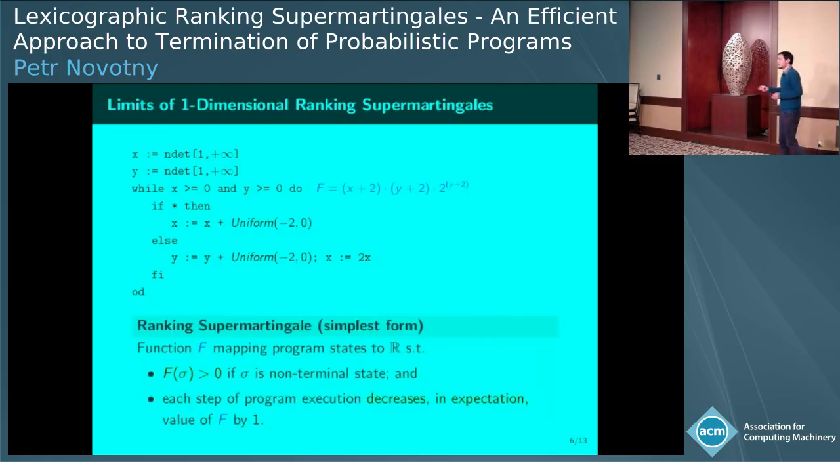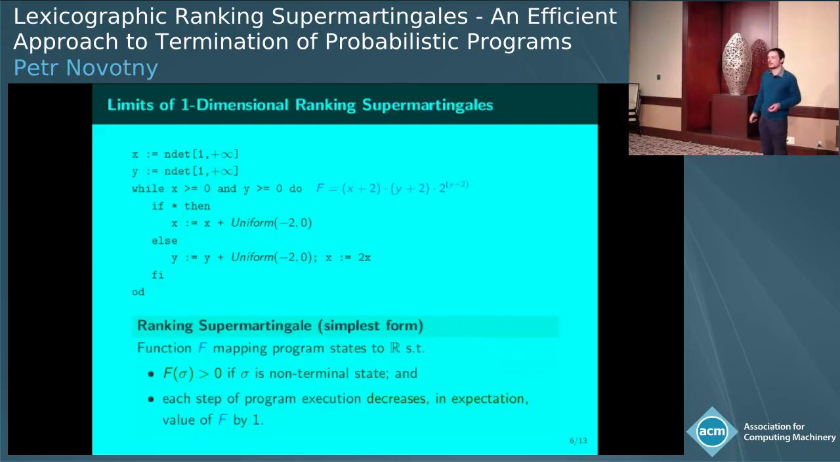One possibility is to use this classical, or I think already classical, simple form of a ranking supermartingale. I call it a one-dimensional ranking supermartingale because it maps program states simply to numbers. And indeed, this program admits such a ranking supermartingale. It has this form. I'm not doing the computation here, but no matter which path through the loop you take, each iteration of the loop decreases on average the value of this expression at least by 1. So that's fine, but what is troubling is that this expression is first nonlinear.